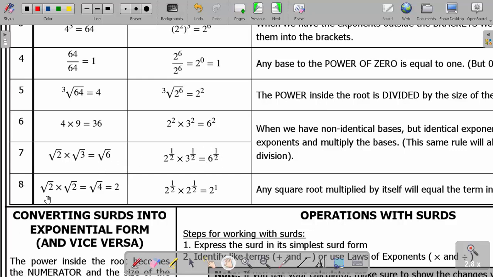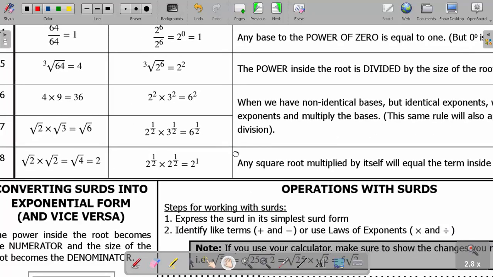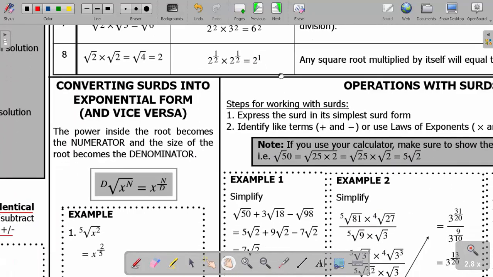And then here if I have root 2 times root 2, I'm going to have the square root of 2 times 2, which gives me the square root of 4, that is going to be 2. In this case, don't forget that because I'm multiplying, I have the same base, which is 2 to the power half times 2 to the power half. I'm going to keep the base and add the exponents. So it's going to be a half plus a half, which gives me to the power 1. So I say that any square root multiplied by itself will equal the term inside the root. Hope we are together.